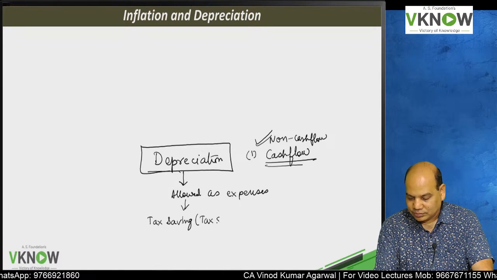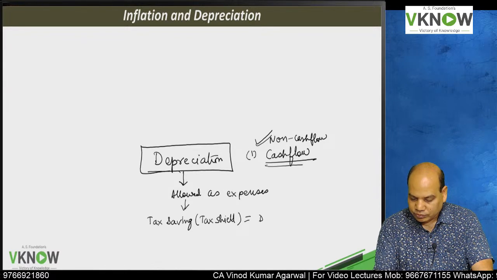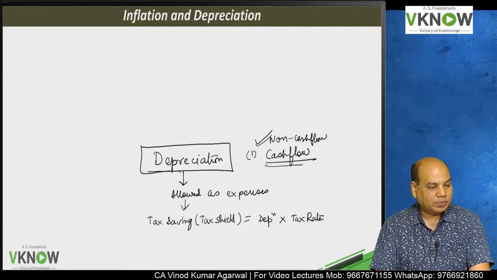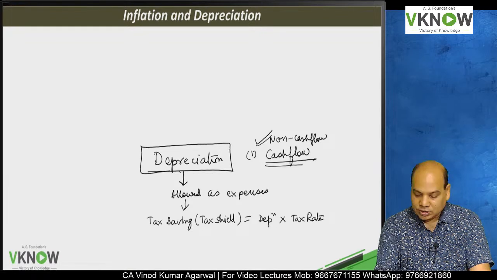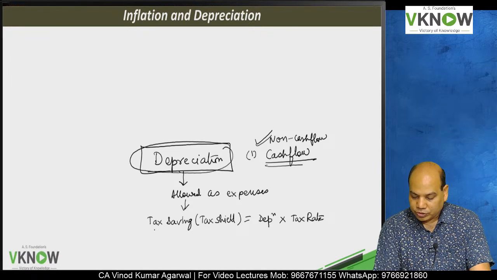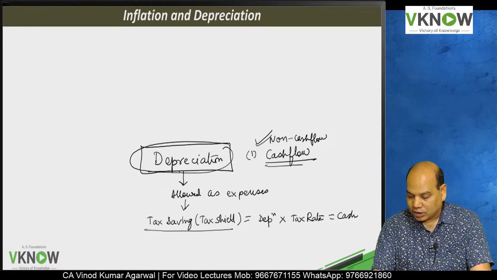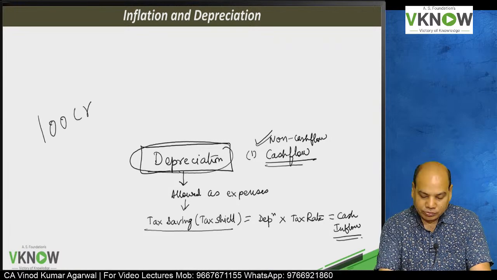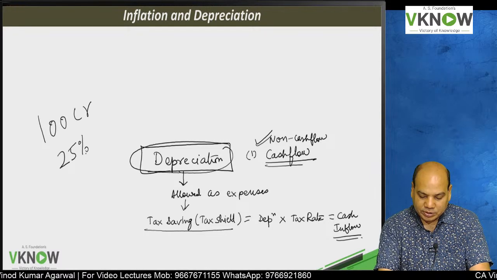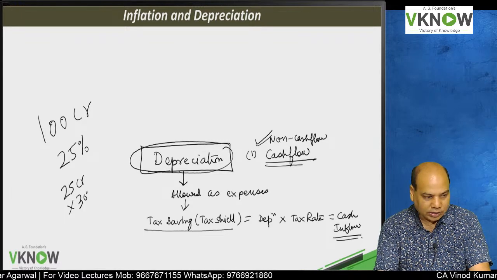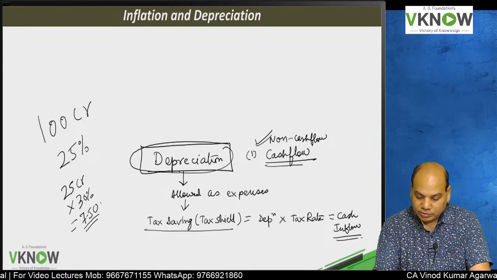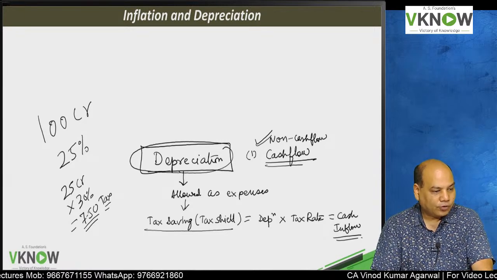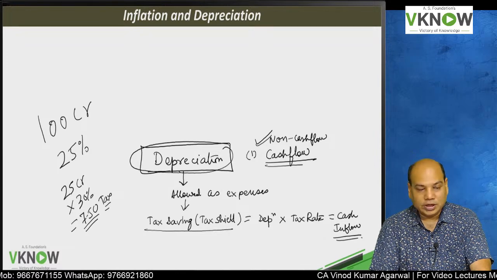or tax shield, which is equal to depreciation multiplied by tax rate. So depreciation in itself is not a cash flow, but tax saving is a cash flow. This is equal to cash inflow, and the amount is huge. If the asset is of 100 crore, if depreciation rate is 25%, on 25 crore at 30%, you save 7.50 tax, very big amount, and not 1 year, till the life of the project. So therefore, depreciation is important in capital budgeting.